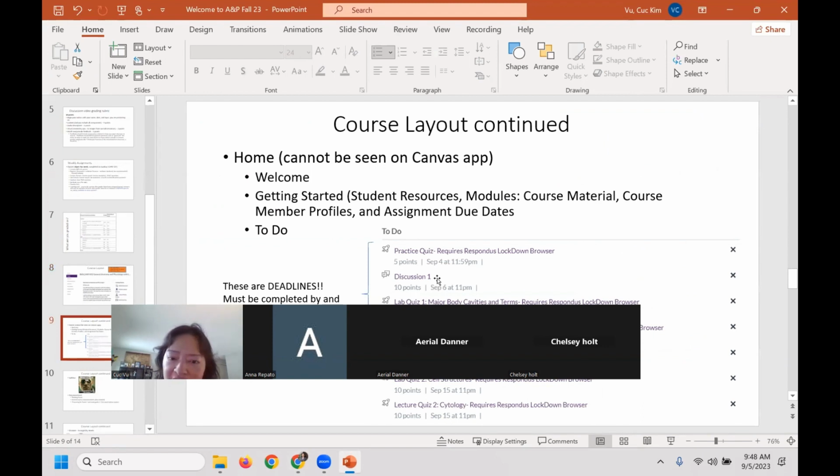The due dates are always on here. You'll see in the course layout, the welcome, getting started, to do, and under the to do, you'll see all the due dates. Okay, so make sure you have them in your calendar. It's a lot. This class goes by really fast and there's a lot of things to keep track of. So time management is one of the most key things to being successful in this course.